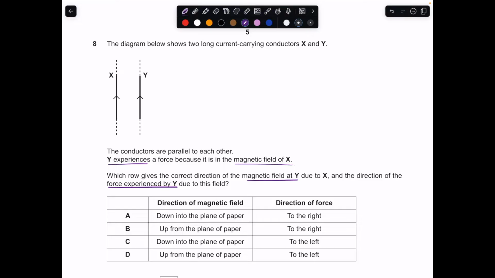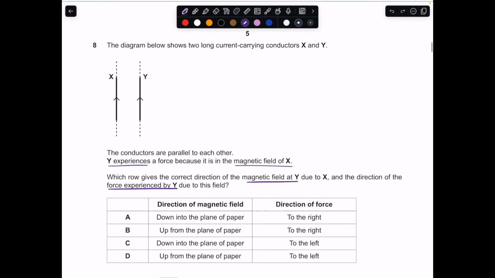Now, in X, we know that according to the right-hand grip rule, I'm just going to try and draw this out with my amazing artistic skills. Right, anyway, so the thumb represents the direction of the current, and the curled fingers represent the direction of the magnetic flux.